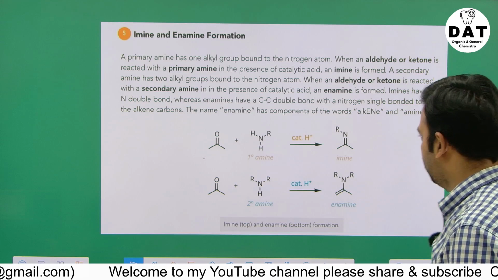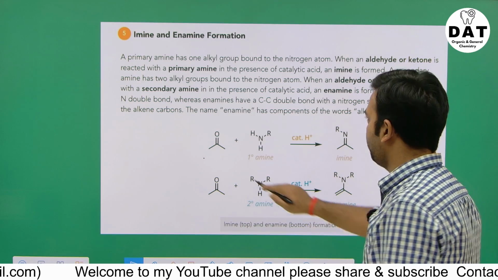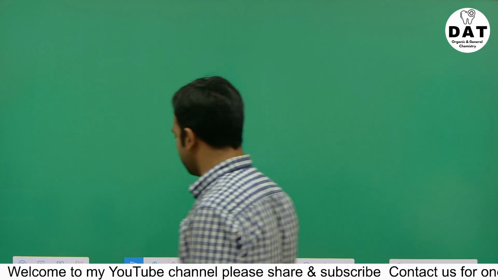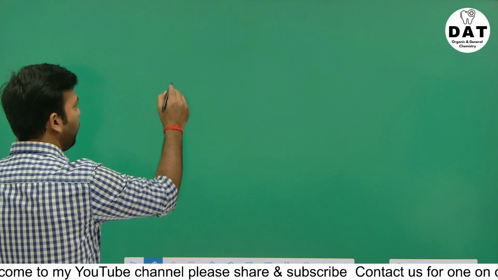Okay. So let me explain the mechanism of ketone with the primary amine. So look at here, it is quite simple. Suppose you have this aldehyde.